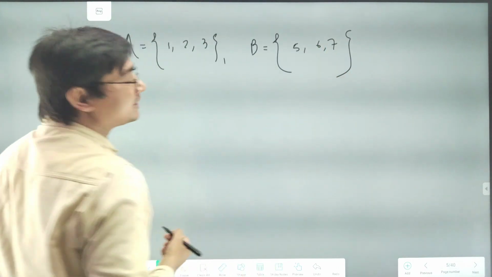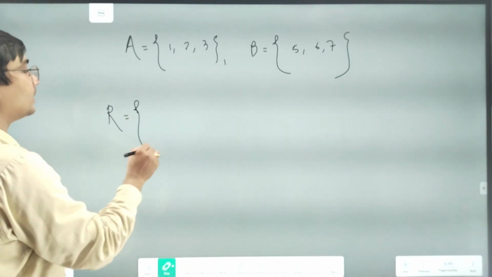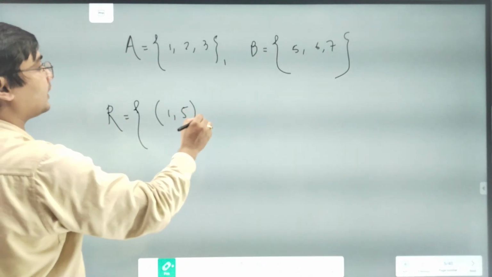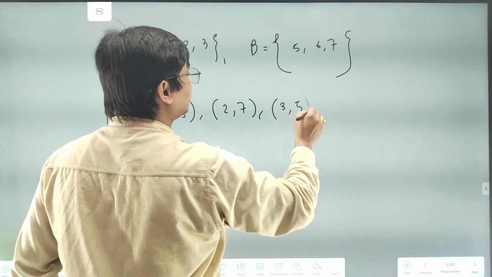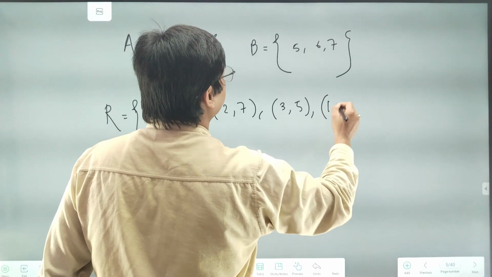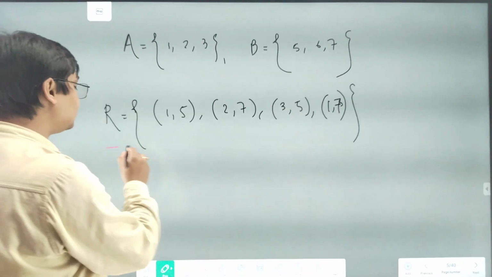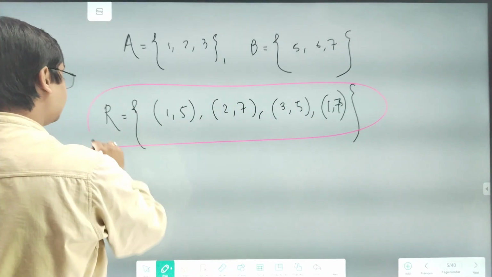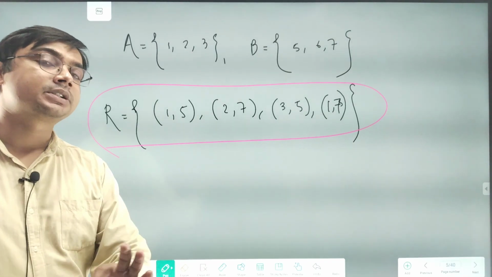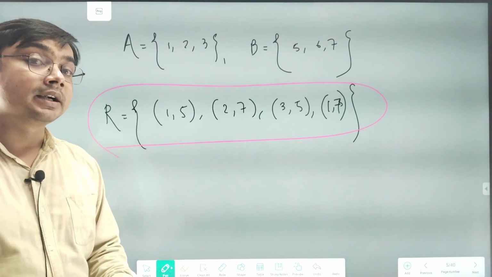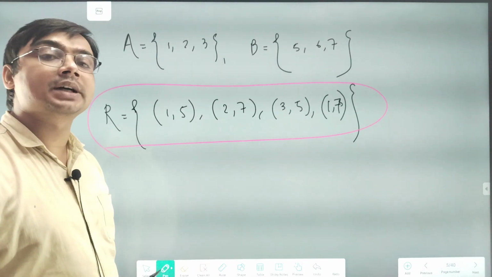Yes, we consider here two sets, and suppose we consider a relation R like this: suppose (1, 5), (2, 7), (3, 5) and (1, 7). Now, is this relation a function, guys? No. Why is this not a function? Because there are two distinct ordered pairs whose first components are the same.